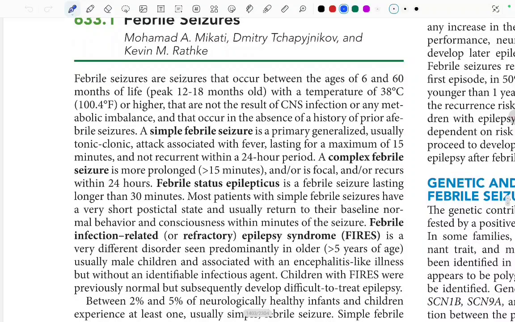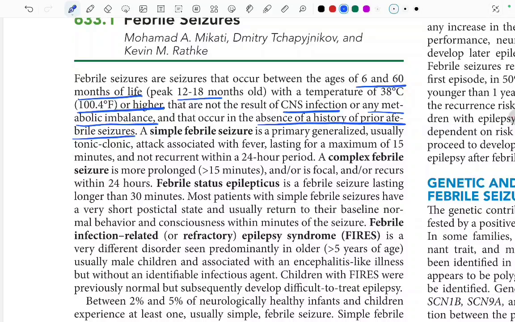Febrile seizures are seizures that occur between the age of 6 and 60 months of life. Peak is between 12 to 18 months with a temperature of 38 degrees Celsius or 104 degrees Fahrenheit or higher that are not the result of CNS infection or any metabolic imbalance. There is no CNS infection or metabolic imbalance, and it occurs in the absence of history of prior afebrile seizures.